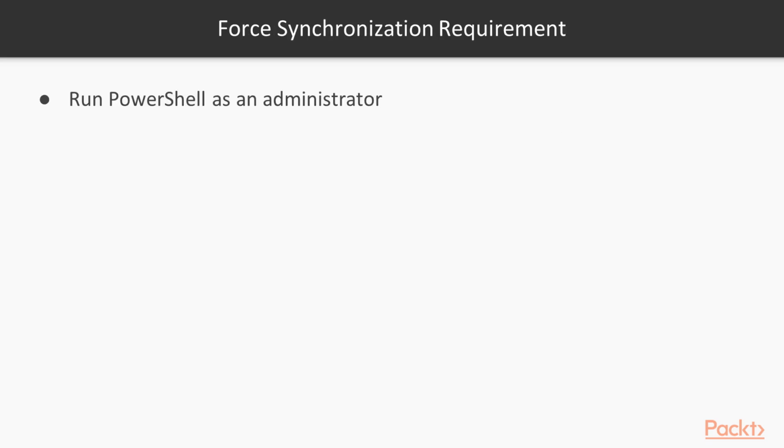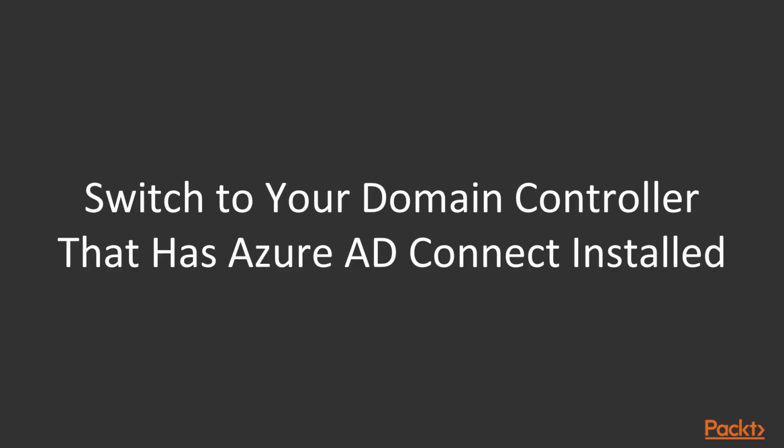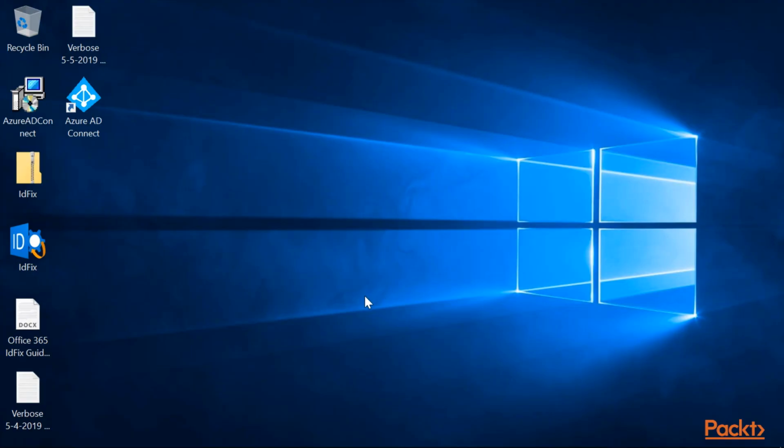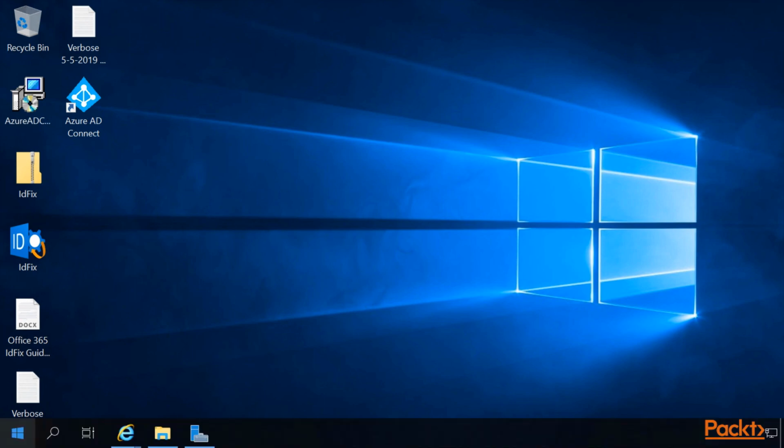First, you need to run the PowerShell as an administrator. And second one, you need to run it on the machine that you have Azure AD Connect installed. So switch to your domain controller that has Azure AD Connect installed. I am back on the server that has Azure AD Connect installed. That was the same server that we did on the last video.